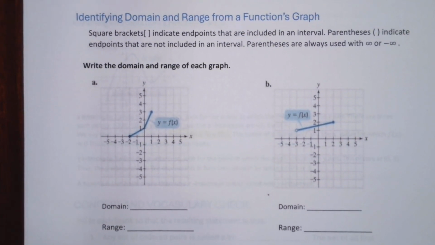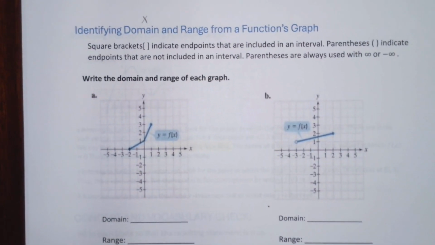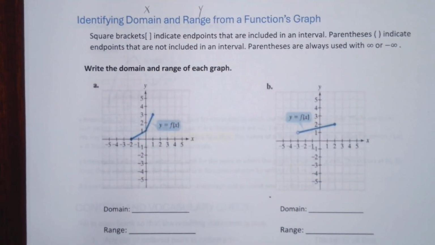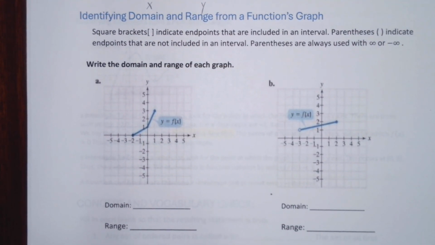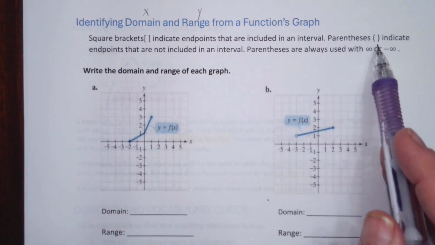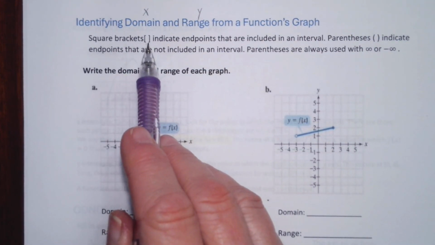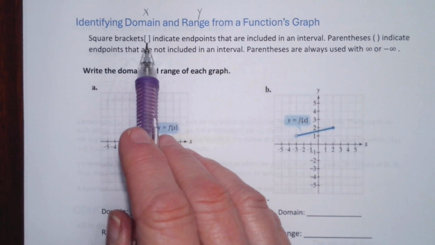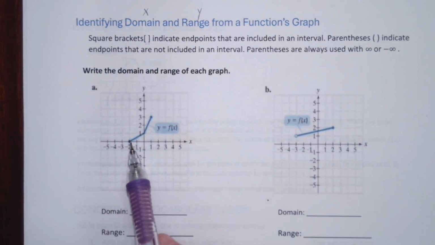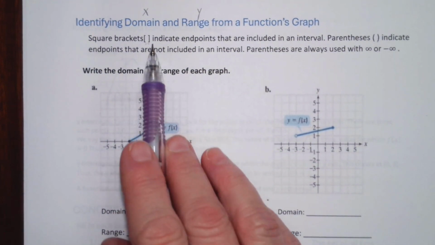All right, we're going to identify domain and range. Domain is our x values, and our range is our y values. We're going to use what's called interval notation, and we're going to use brackets and parentheses. Brackets mean that it can equal that number. Parentheses means that it cannot. So here we have closed dots, so we're going to be using brackets.